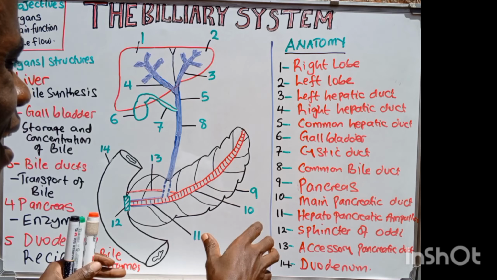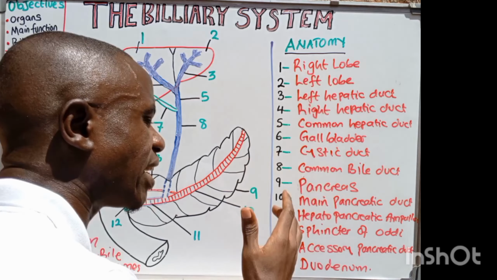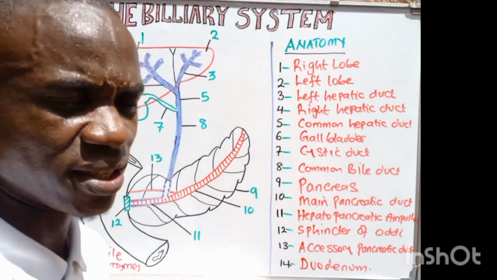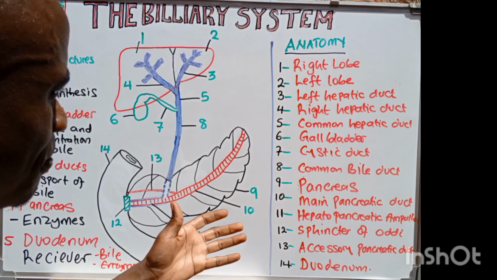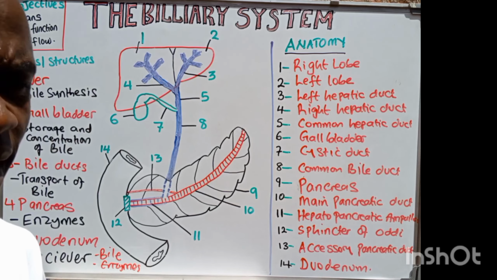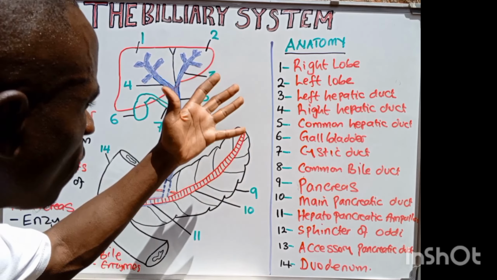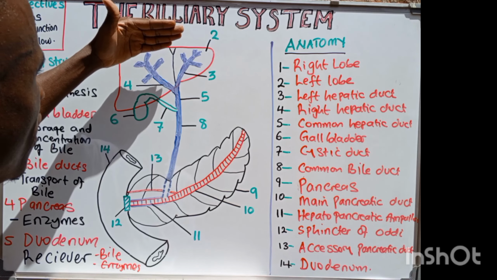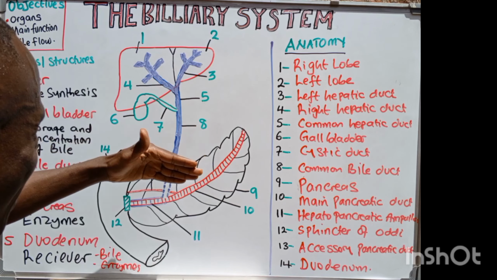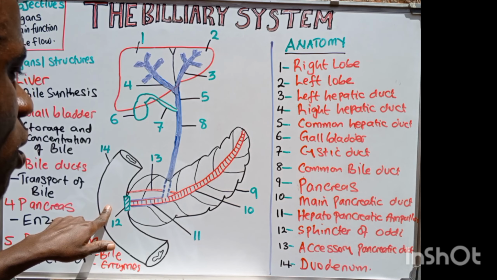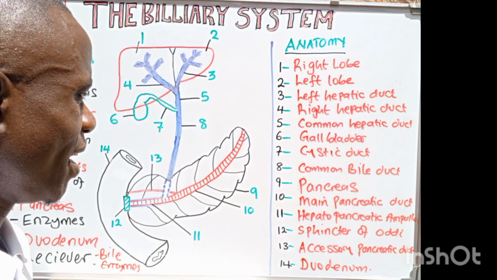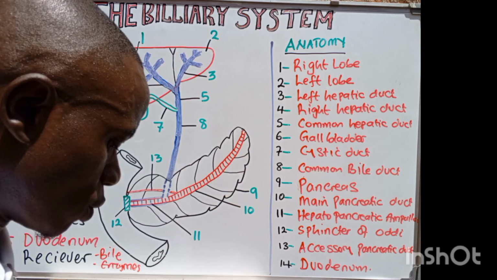Okay, so now this briefly covers the anatomy, all the structures that make up the biliary system. In the next video, we are going to be focusing on the flow of bile. How is the bile going to be moving through all these ducts until it falls into the duodenum? That's going to be our main focus in the next video, which is going to be part 2.